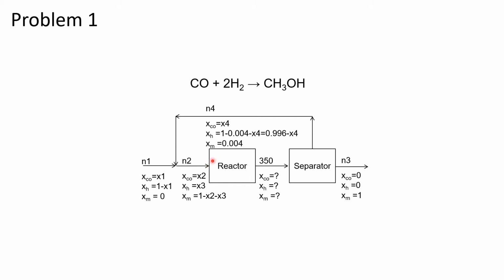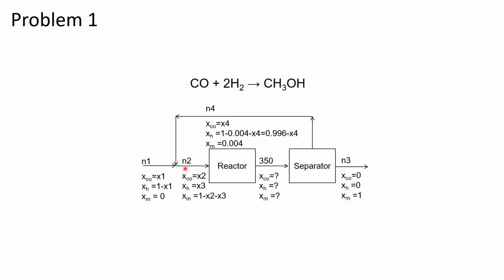So let's go around and see what we know about each of these streams. For the fresh feed, we know it's just a mixture of CO and hydrogen, so there's no methanol. Now these X's here are meant to represent mole fractions, not mass fractions. So if we use X1 to represent the composition of CO, then the composition of hydrogen is just 1 minus X1.